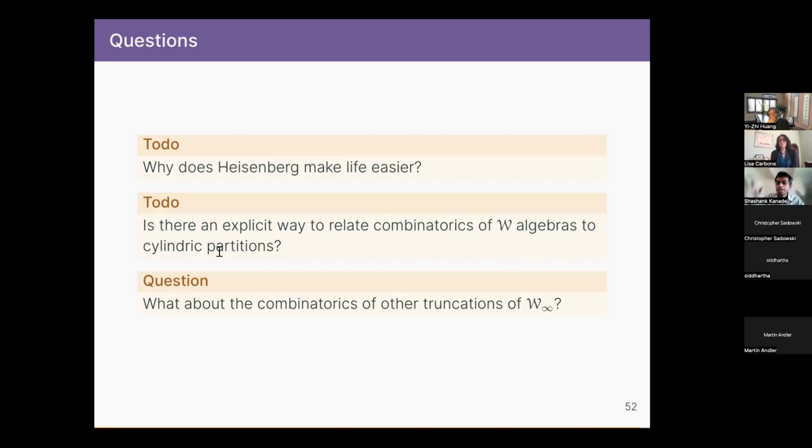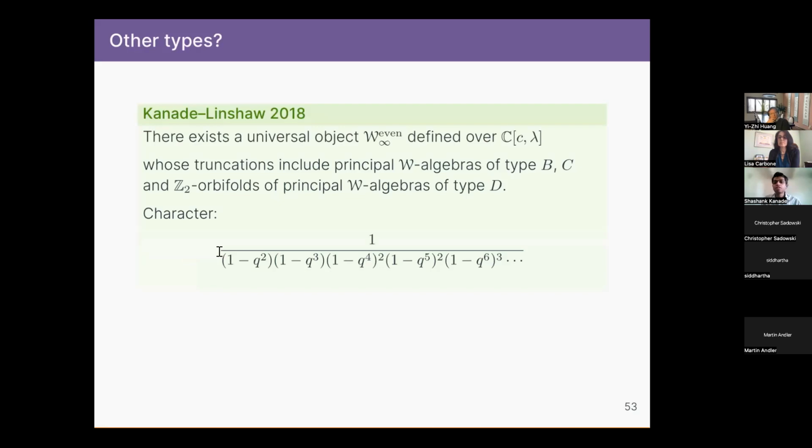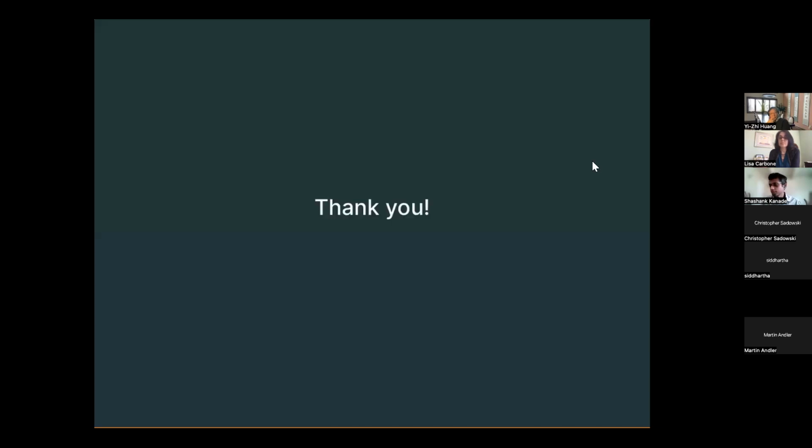This W infinity has other truncations, not just the W_Ns, so you have other VOAs coming up as truncations. What are the combinatorics of those? And lastly, I have no clue what happens in types B, C, and D. I have this object with Andy Linshaw, which deals with the W algebras there, but I don't think anyone knows the combinatorics of this object. So that's it. I think I went over time. Thanks so much.